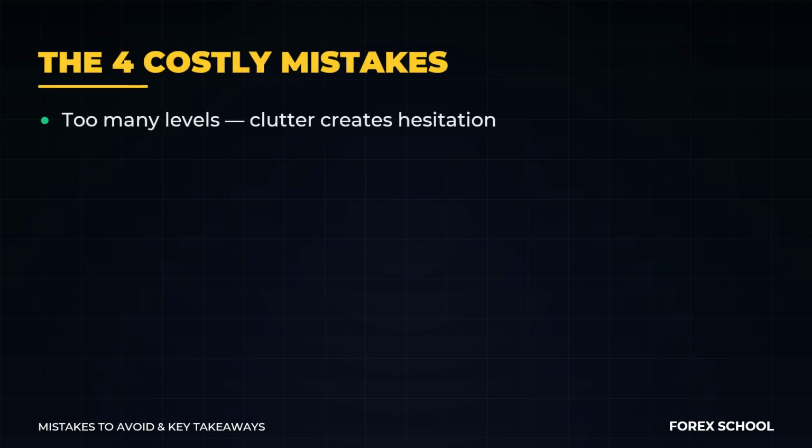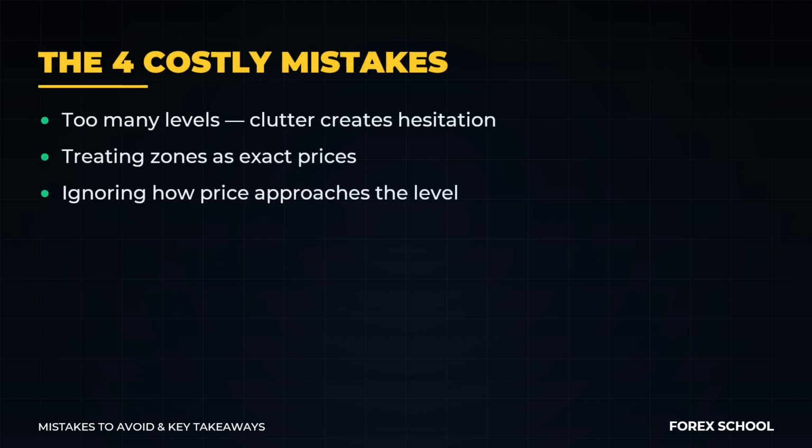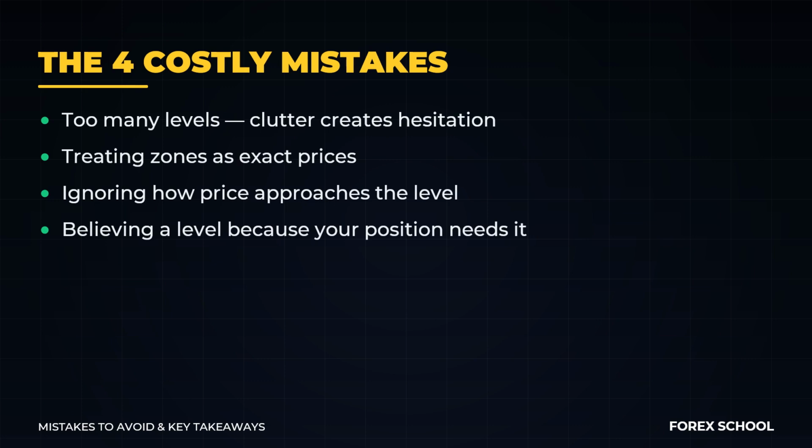Before we wrap up, the 4 mistakes that cost new traders the most. Mistake 1: drawing too many levels. Clutter creates hesitation, and hesitation creates bad entries. Mistake 2: treating levels as exact prices and abandoning them the moment a wick pierces through. Mistake 3: trading a level blind without reading the approach, as if every touch were equal. And mistake 4, the expensive one: assuming a level will hold because you want it to. The level doesn't know you have a position. Read what price is doing, not what your account needs it to do.